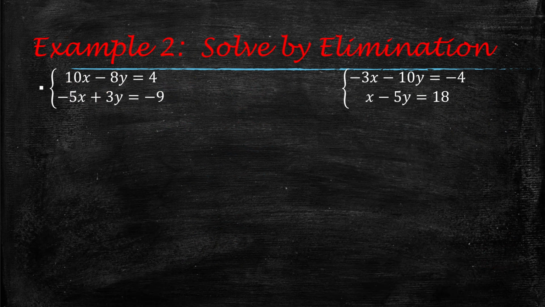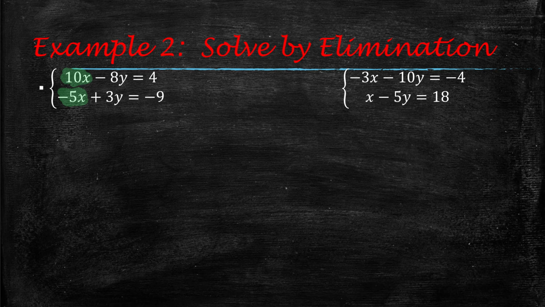All right, the next method to use to solve by elimination is where you're trying to get one of your variables to cancel when you add your equations up together. So what you need is your coefficients of one of your variables to be opposites. So if you look at this first one, if I want to try and get my x's to cancel, this has a coefficient of 10. This has a coefficient of negative 5.